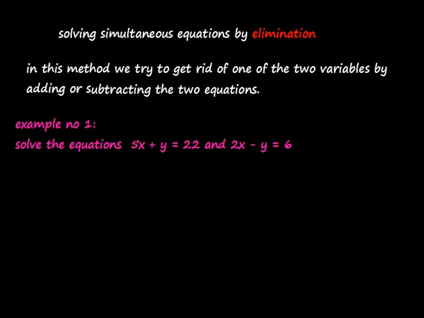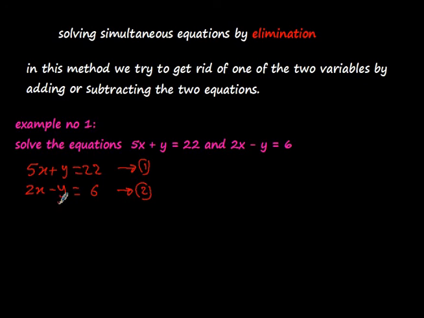Let's have the first example. Here we are given these two simultaneous equations, and my target is to find out the value of x and the value of y. By writing the two equations vertically like this, we can compare between the two equations. So guys, here we are given 5x and 2x, the two variables, and actually they have different coefficients. But y and negative y, actually they have the same coefficient, 1. But this one is positive and here is negative.